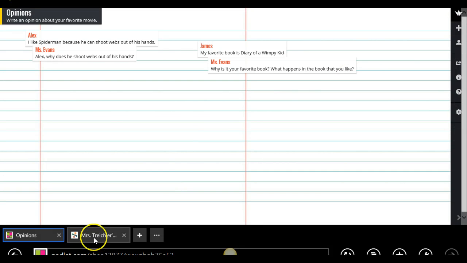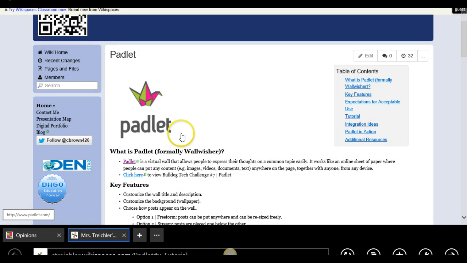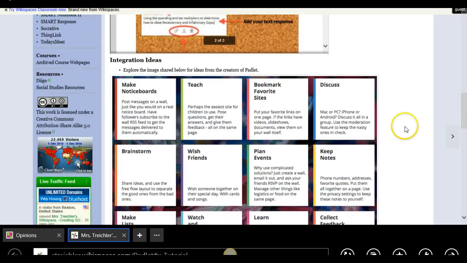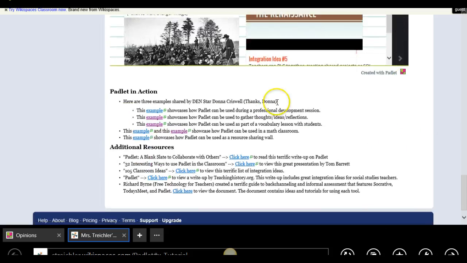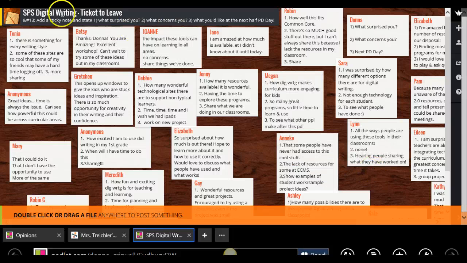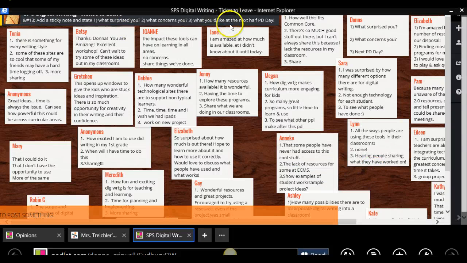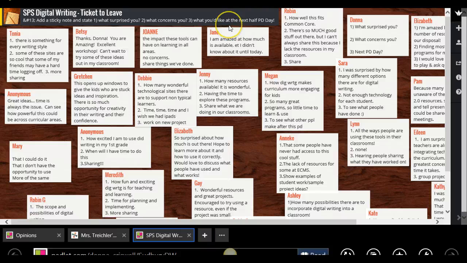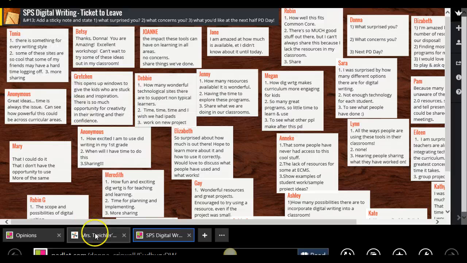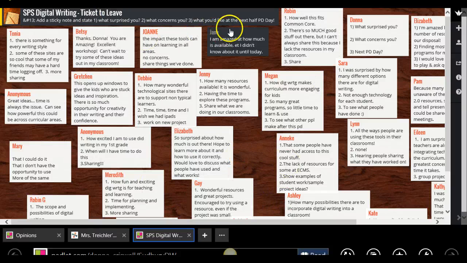Some other examples of Padlets are from Mrs. Treichler's wiki page. And these are just some other things that you can do with your students. This is something that can be done with professional development as a ticket out the door. So they had a professional development about digital writing, and so the teachers wrote their little sticky notes, and those were their ticket out the door of talking about what they thought. And it looks like they needed to write 3 things, which of course it says right here.